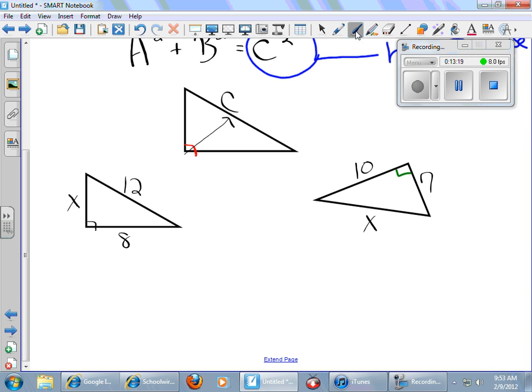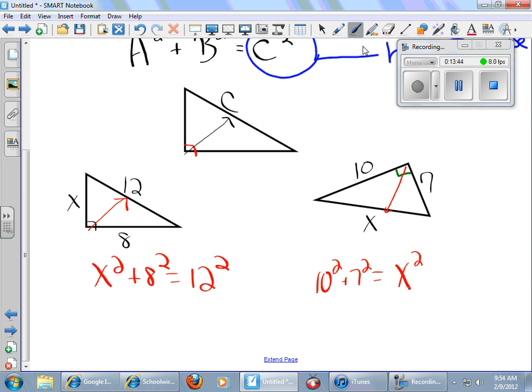Again, in both problems, I'm going to find the hypotenuse. Once I do that, I can set up my equation. 12 squared equals x squared plus 8 squared. Okay, this should be total review. You guys should have mastered this by now. Over here, that's my hypotenuse. That's C. And then I go 10 squared plus 7 squared.